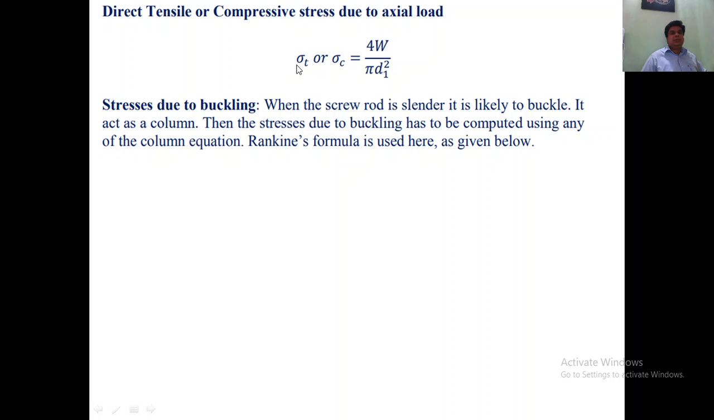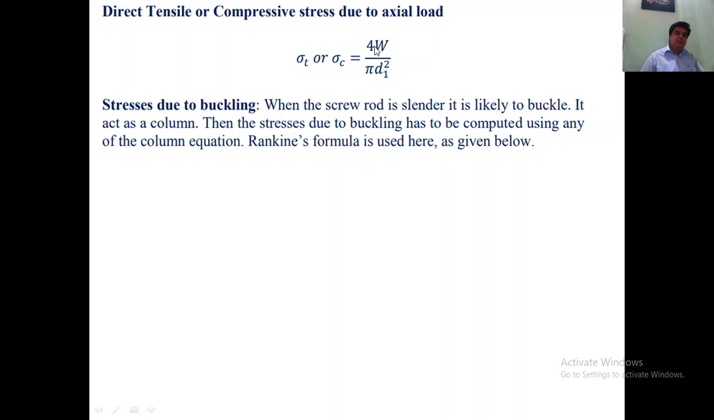So we just review the stresses which are applied on the power screws. If you go back to your mechanics of materials, we had studied about the stresses, that is axial stresses, compressive or tensile. So in the screws, it can be compressive or tensile axial stresses. Stress is nothing but the force by area.